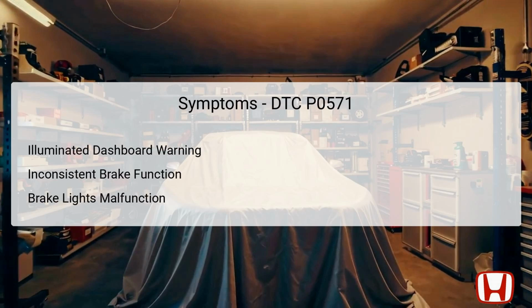Symptoms associated with DTC P0571 can vary, but common indicators include an illuminated dashboard warning light signaling a brake system issue. Drivers might experience inconsistent braking functionality, where the brakes may not engage smoothly or may feel unresponsive. Another significant symptom is related to the brake lights. They may not activate correctly when the brake pedal is pressed. This could either mean they stay on continuously or do not light up at all, posing a safety risk.